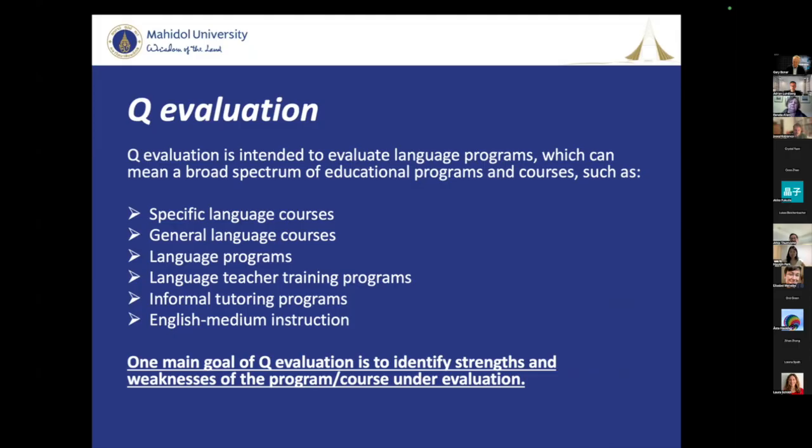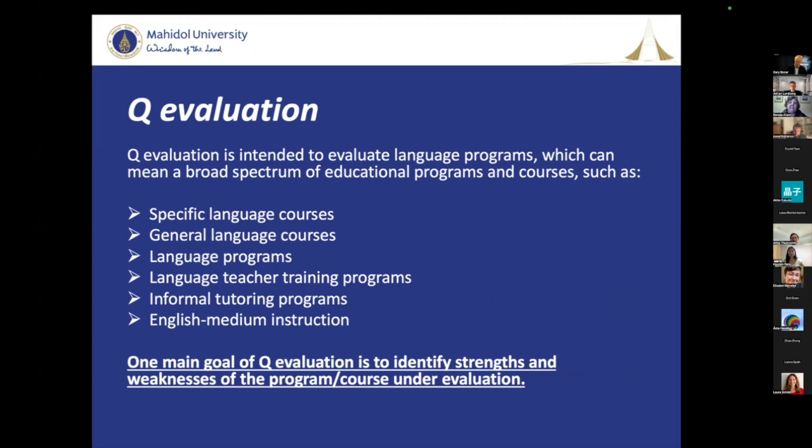specific language courses like language for specific purposes, for example, English for communication purposes, English for professional purposes. General language courses, like language courses that focus on building learner language proficiency, and even the whole program, and also language teacher training program, and even informal tutoring program. You can also use Q to evaluate this kind of program. And also, if you are focusing on a specific aspect of the program, for example, English medium instructions, you can also use Q methodology to do that.